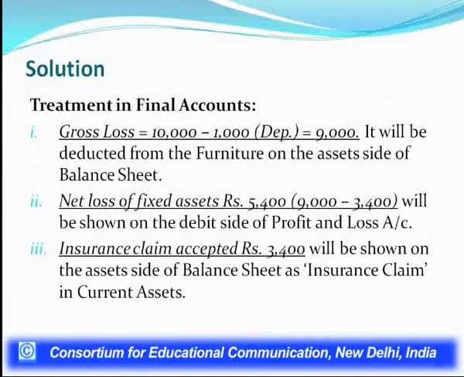So what we could relate this adjustment with is the loss of goods. In case of loss of goods, the gross loss of goods is to be deducted from purchases, while in case of the loss of fixed asset, the gross loss is to be deducted from the fixed assets. Other items are the same.